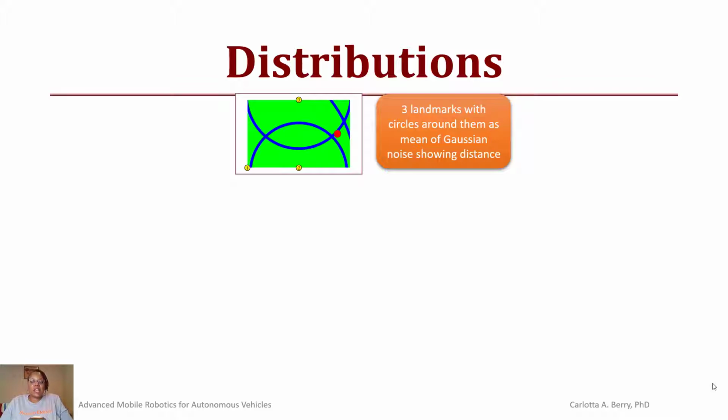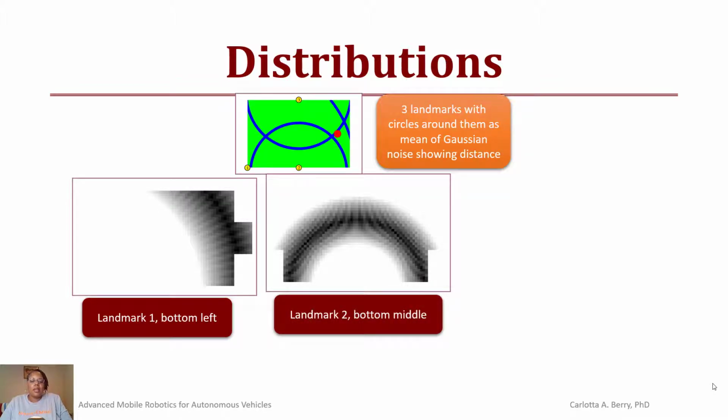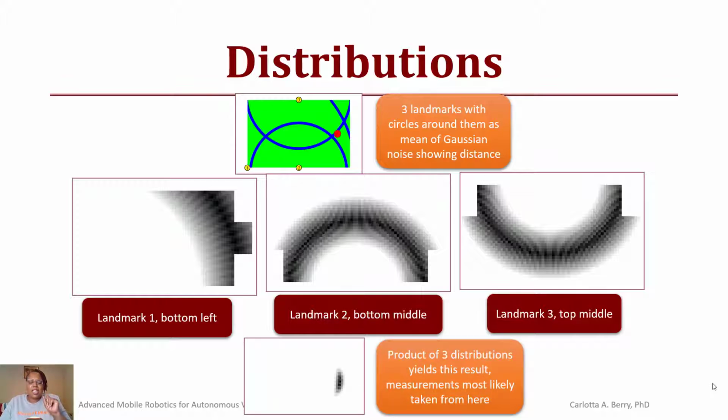So here are some examples of using that algorithm. Assume that the red represents our robot and we have 3 landmarks with circles around them as a means of showing the Gaussian noise showing the distance. So the bottom left landmark is represented by this Gaussian noise here. The bottom middle landmark is represented by this Gaussian noise circle. And the top middle landmark is represented by this Gaussian noise. So when you multiply those 3 probabilities together, you end up with this image at the bottom. And what that shows you is the possible locations of that robot when it was able to detect all 3 of those landmarks. And that was found by multiplying the 3 probabilities together to find the probability of detecting that landmark from the robot's possible locations.